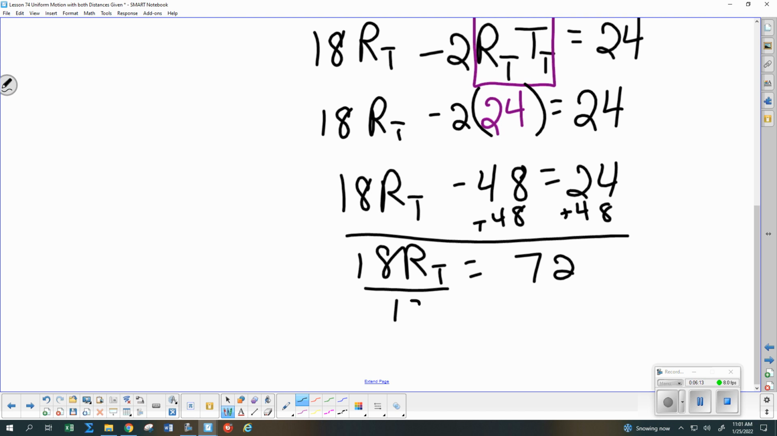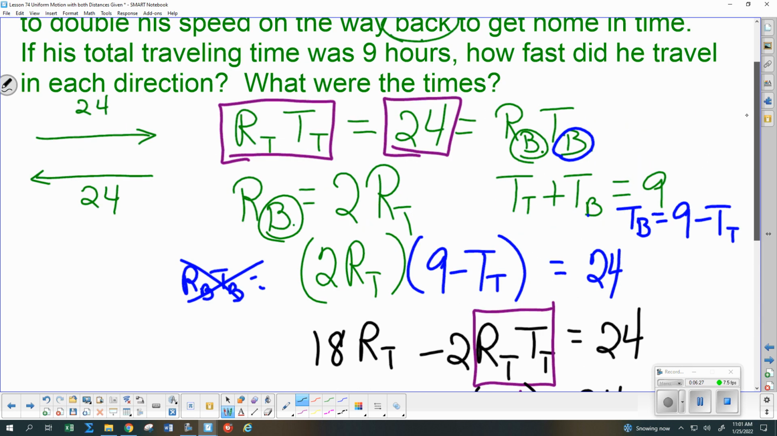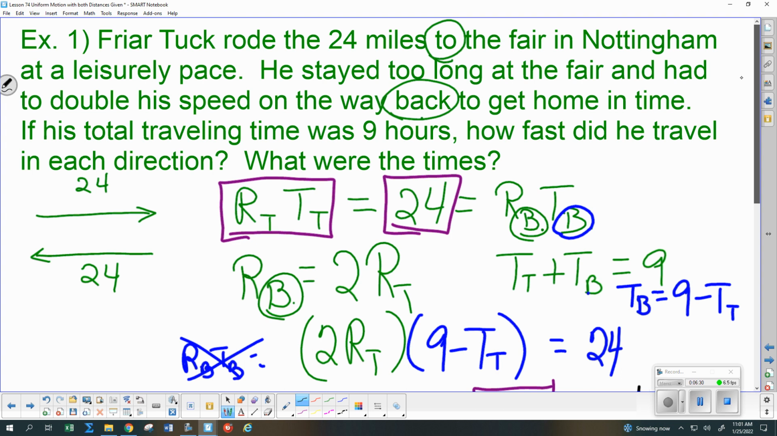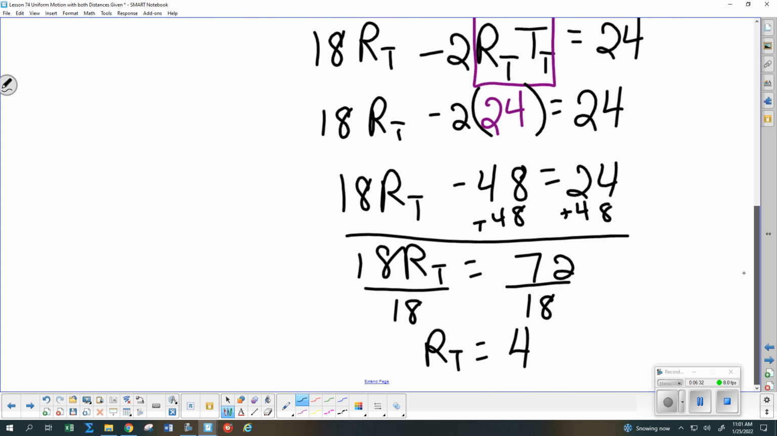Divide both sides by 18. And can anybody tell me what we have? So is everybody comfortable with RT needs to be 4? Okay, we need to label our units on that. It was miles and hours, so miles per hour.